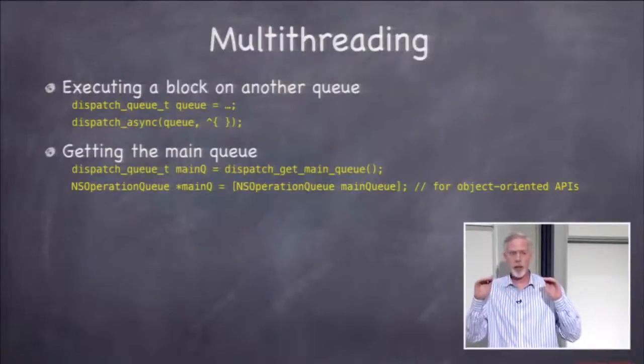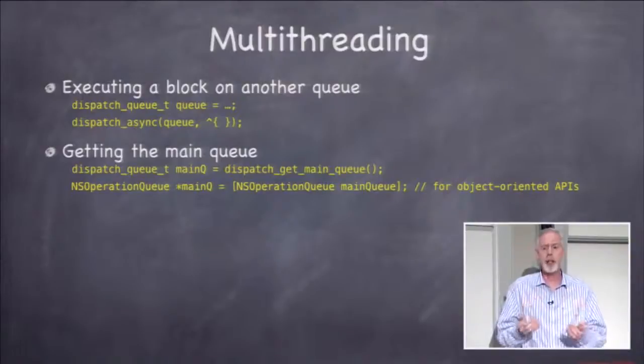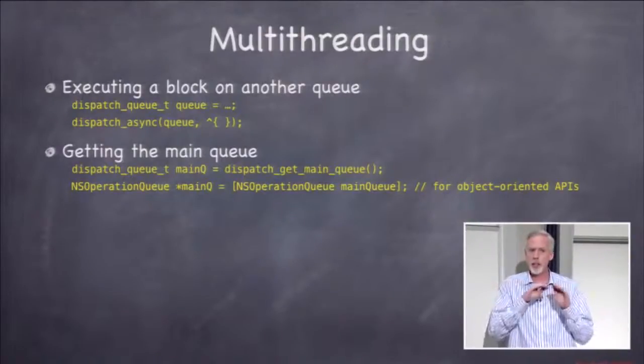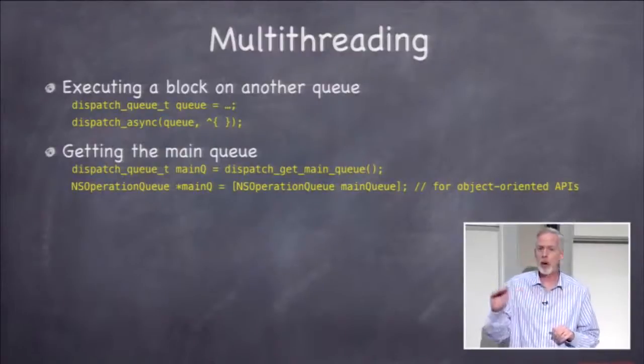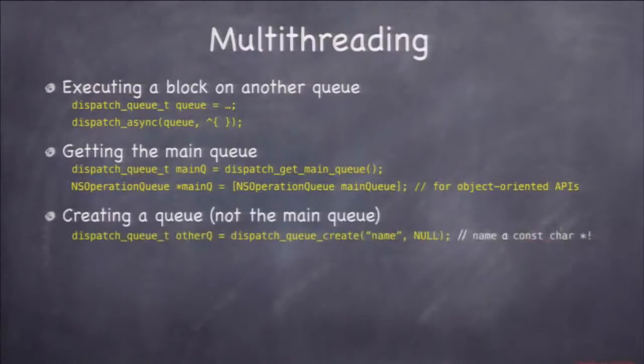At the higher level, that NSOperationQueue level, you can do NSOperationQueue mainQueue as a class method. It'll return an NSOperationQueue object, which represents the main queue. Again, it's just a thin object-oriented layer pretty much on this C layer. And we'll see where that comes into the API.